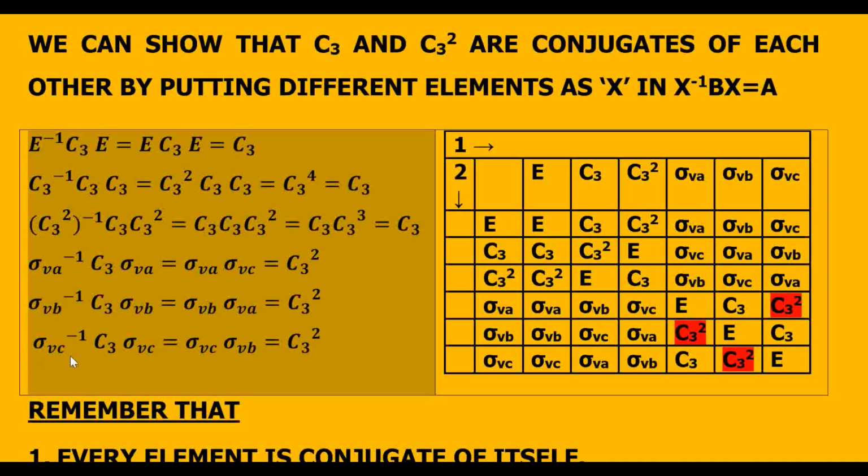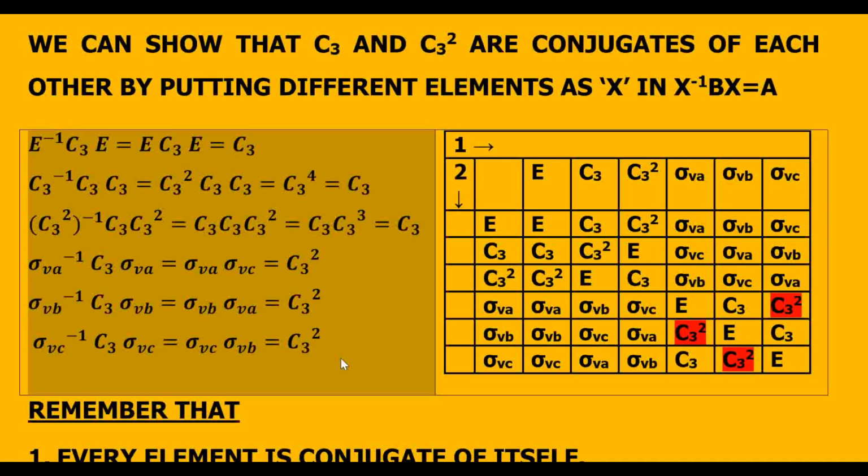Similarly, the last element, sigma VC inverse. Again I will reiterate that the inverse of a reflection is the reflection itself, and then you will also see that sigma VC into C3 is equal to sigma VB. So I am putting sigma VB over here and sigma VC over here, and then I will find the result of sigma VB into sigma VC. This is sigma VB, and I go to sigma VC, that is again C3 square. So all the time you found that the result is C3 square. This proves that C3 and C3 square are conjugates of each other.